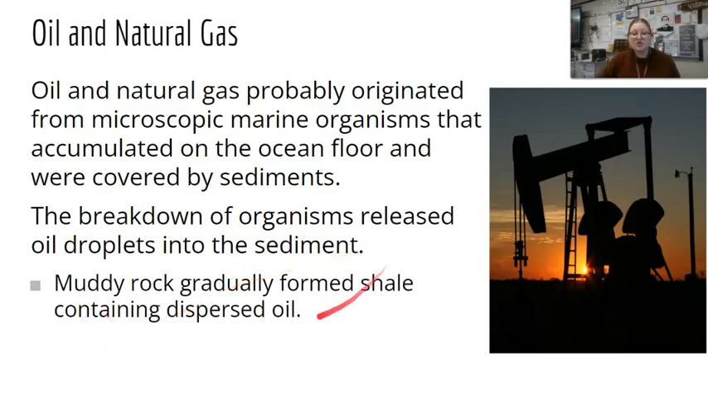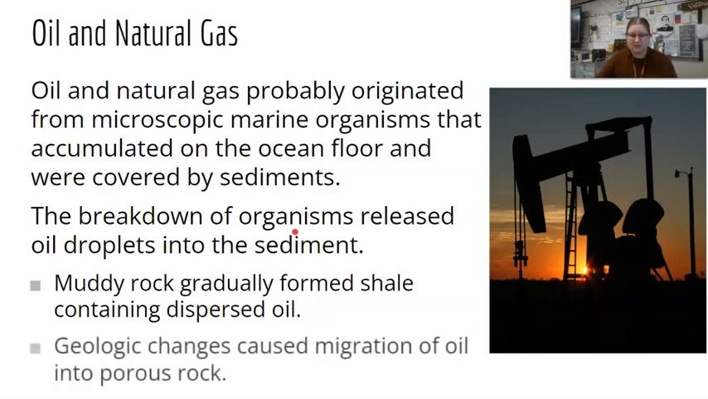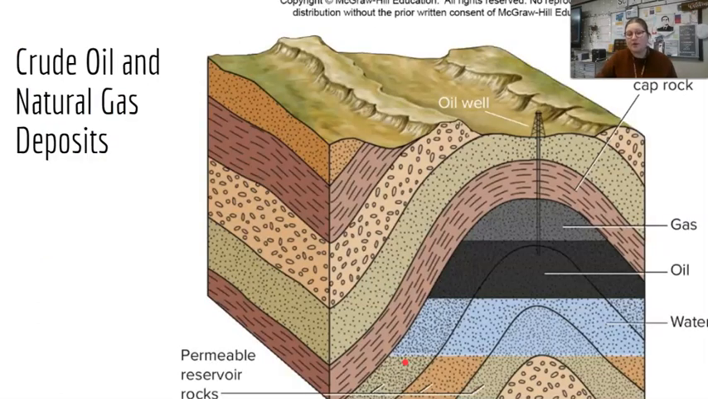And muddy rock gradually formed shale, which contained dispersed oil. Normally oil would filter up and float through the water, but this muddy rock formed a seal on top so that those oil particles couldn't escape. And then geologic changes caused migration of oil into porous rock.